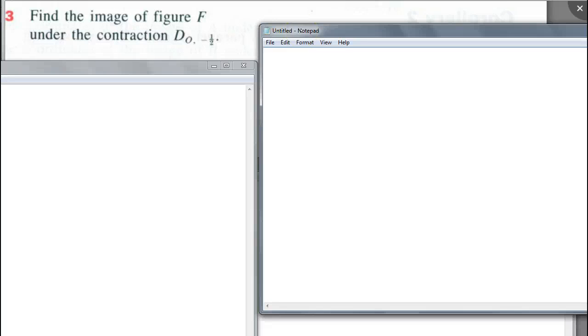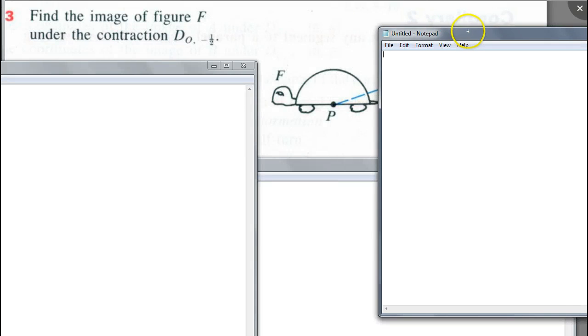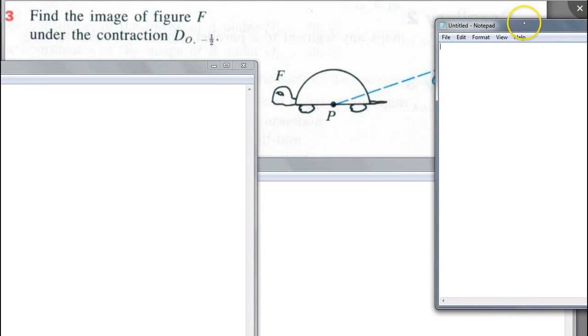We're going to now finally look at the case where K is negative. In this case, K is not only negative, the absolute value of K is less than 1, so it kind of puts them together. So we want to find the image of figure F. Now this time it's a figure, and this figure happens to be a turtle.